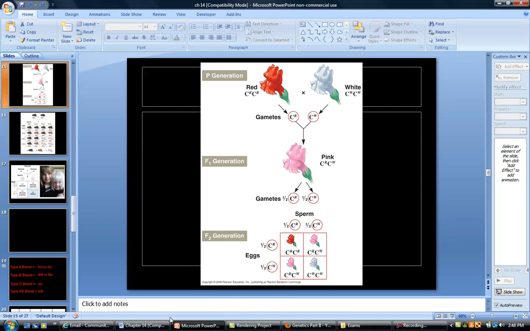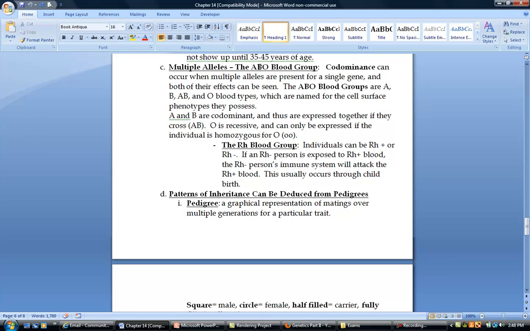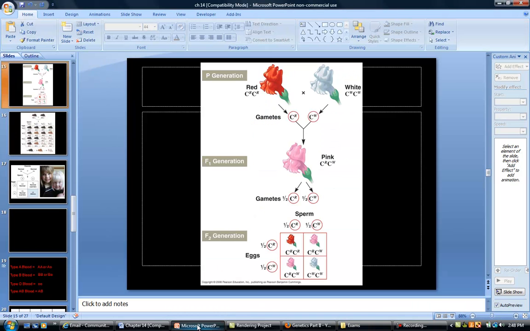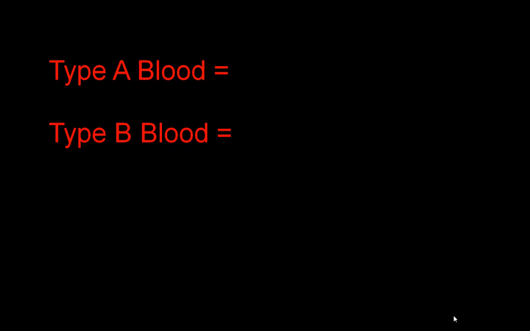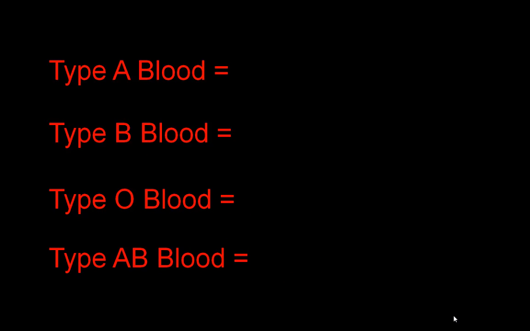Now, the next part that we're going to talk about that is codominance is going to be with the ABO blood group. Now, A and B are going to be dominant, and O is going to be recessive. Okay? So if we try and think about the different blood types that are out there, let me just scroll through here a little bit. Our first blood type is going to be type A. Then we've got type B, type O, and then type AB blood. Okay? So keep in mind that A is dominant, B is dominant, and O is recessive. Okay? So keep that in mind.